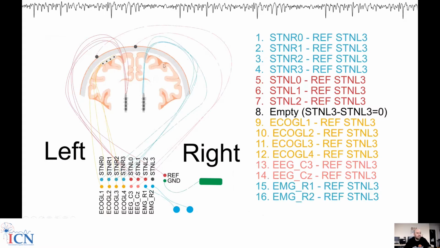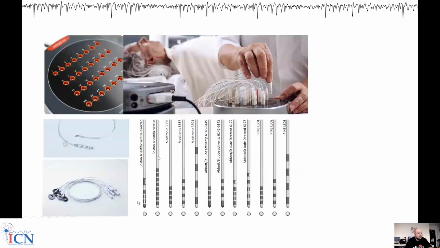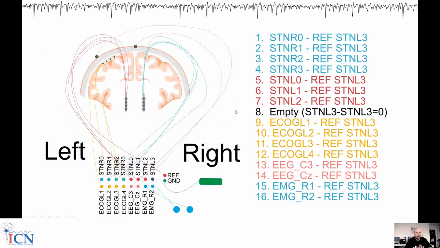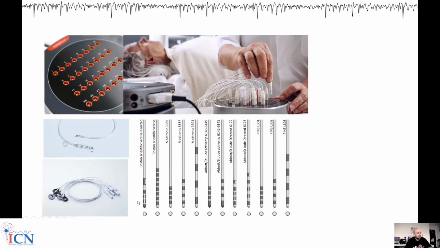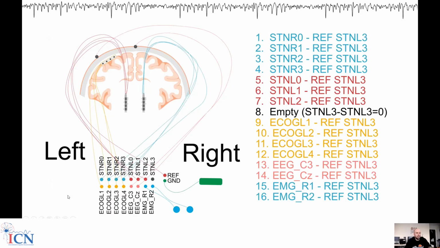And this can be quite complicated, and I have visualized this a little bit here. Let's start with an exemplar setup where we have a standard Medtronic 3389 DBS lead in both hemispheres. Additionally, we have a 4-contact ECoG strip and some EEG and EMG on the head and the arms. So left is left, right is right here.